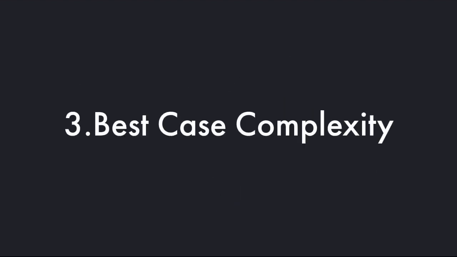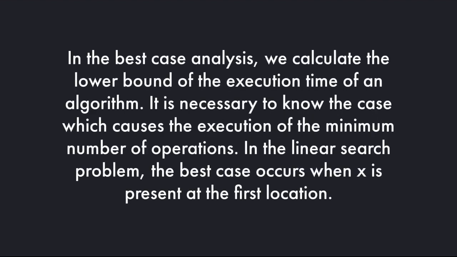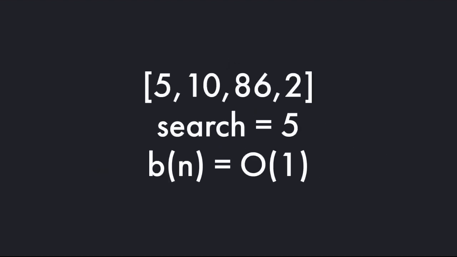Number 3. Best case complexity. Here, we calculate the lower bound of the execution time of an algorithm. It's necessary to know the case which causes the execution of the minimum number of operations. In the linear search problem, the best case occurs when x is present at the first location. Here is the simplest example. We are going to search for an item 5 from the list. Since 5 is present at the first location, we get the best case analysis, that is big O of 1.